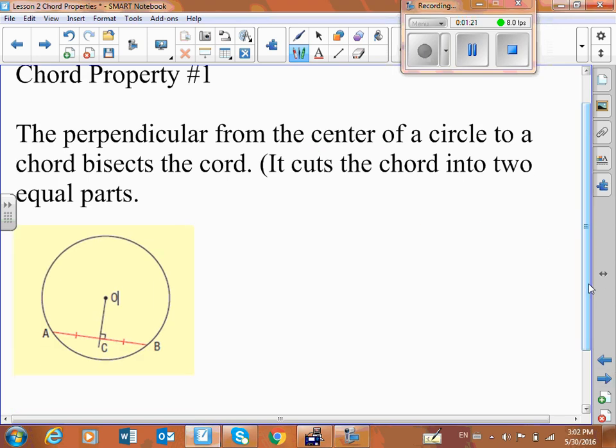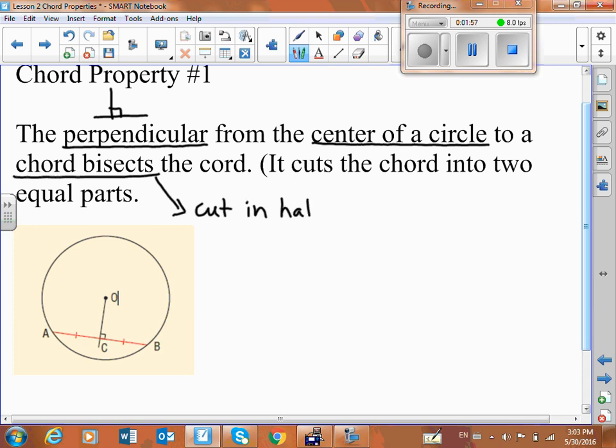We're looking for 3 important words here. The perpendicular from the center of a circle to a chord bisects the chord. Now, perpendicular. We know what perpendicular means. That's that 90-degree angle is formed. So we have a perpendicular from the center of the circle. A perpendicular line that comes either through the center or originates at the center. And if you have those 2 things, you have a chord that is bisected. Bisect means cut in half.